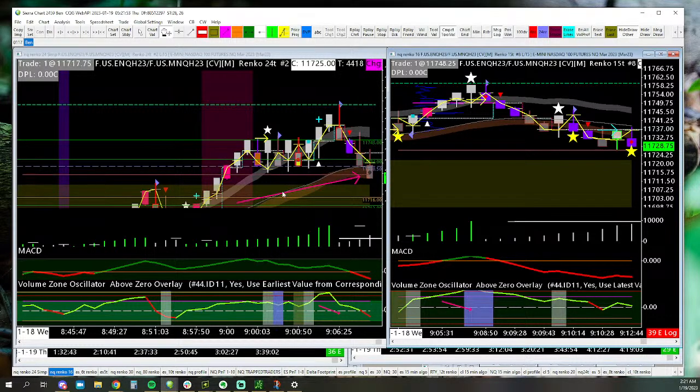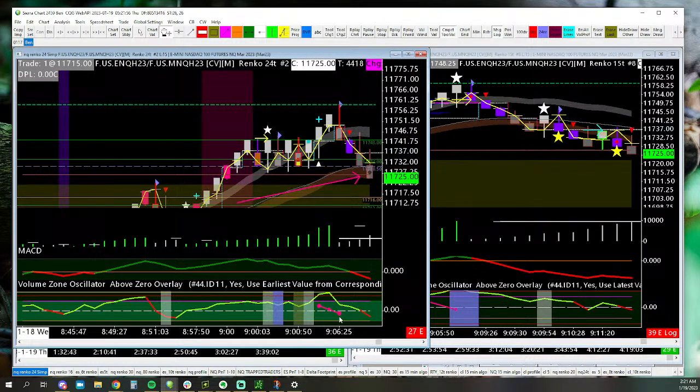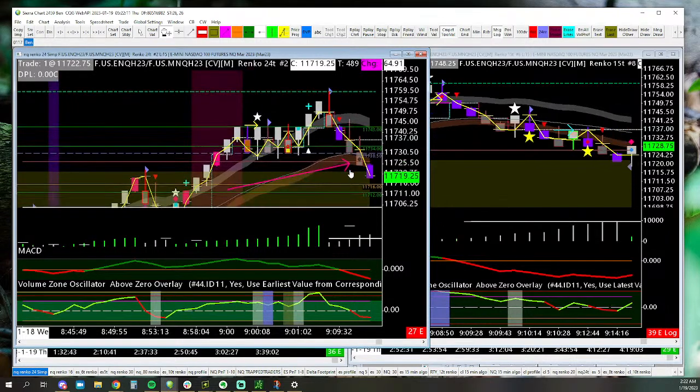And then on this time frame, the volume zone oscillator has clearly given up the zero line. Now, it could create bearish hidden divergence, but it hasn't yet. So I'm guessing it's going a little lower. If you want to wait for the purple bar to follow the dot, you can.